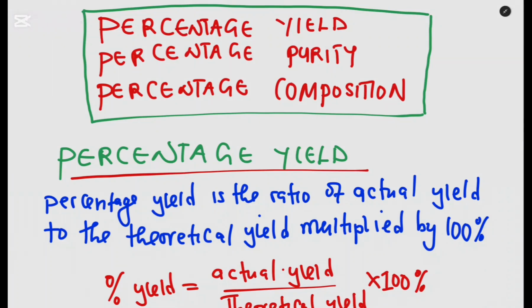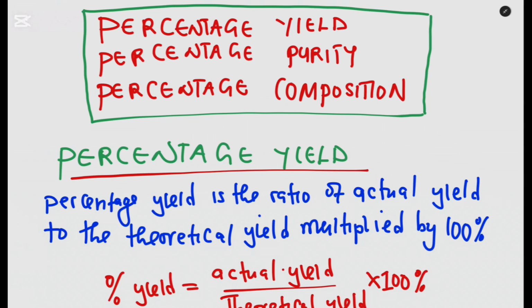We continue with the stoichiometry and mole concept. In this lesson, we are going to deal with three parts: percentage yield, percentage purity, and percentage composition. So we are going to do them in that order. Let us start with percentage yield.